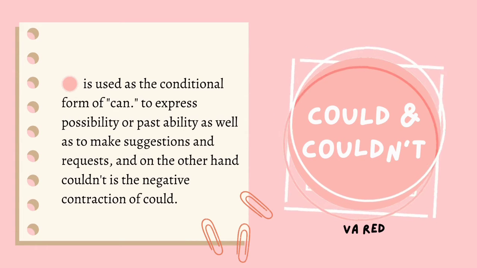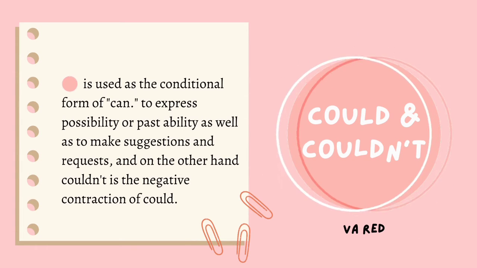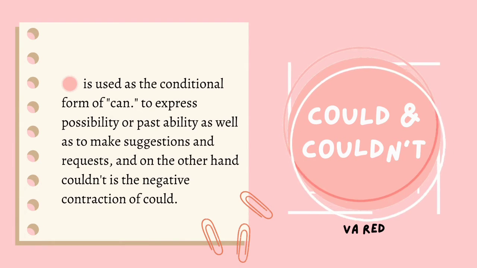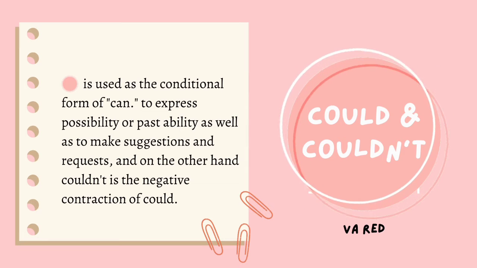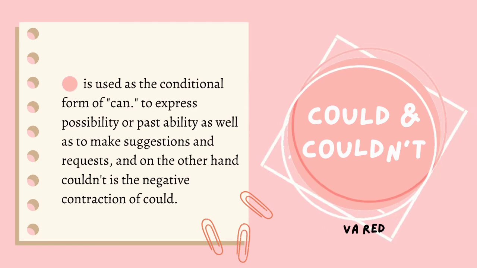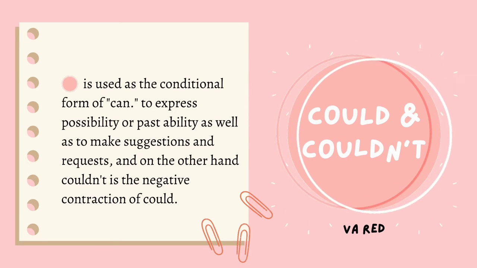Could is used as the conditional form of can, to express possibility or past ability as well as to make suggestions and requests. And on the other hand, couldn't is the negative contraction of could.